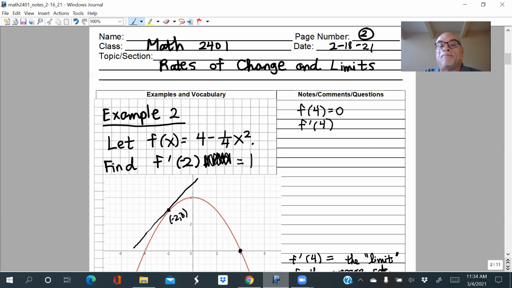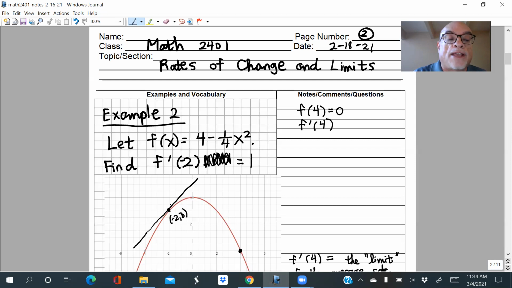We were looking at this very abstract example last time. We have this function f of x is 4 minus 1/4 x squared. So that's a pretty easy function, just a quadratic function. When you graph that, you just get this nice parabola. It's not a complicated function at all.